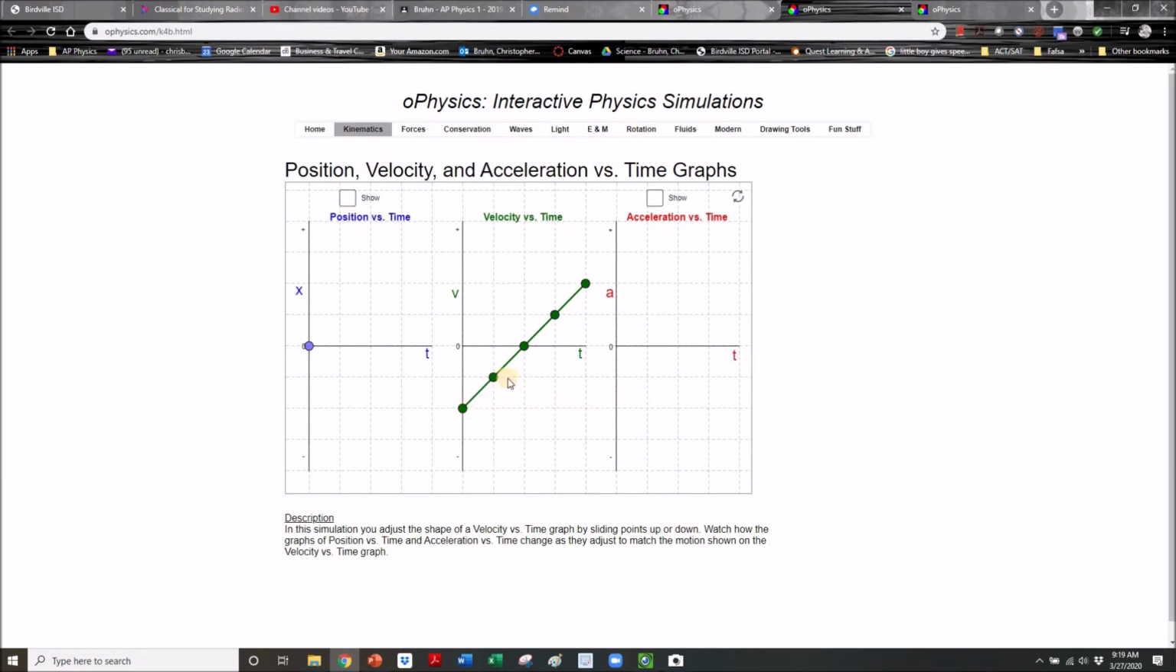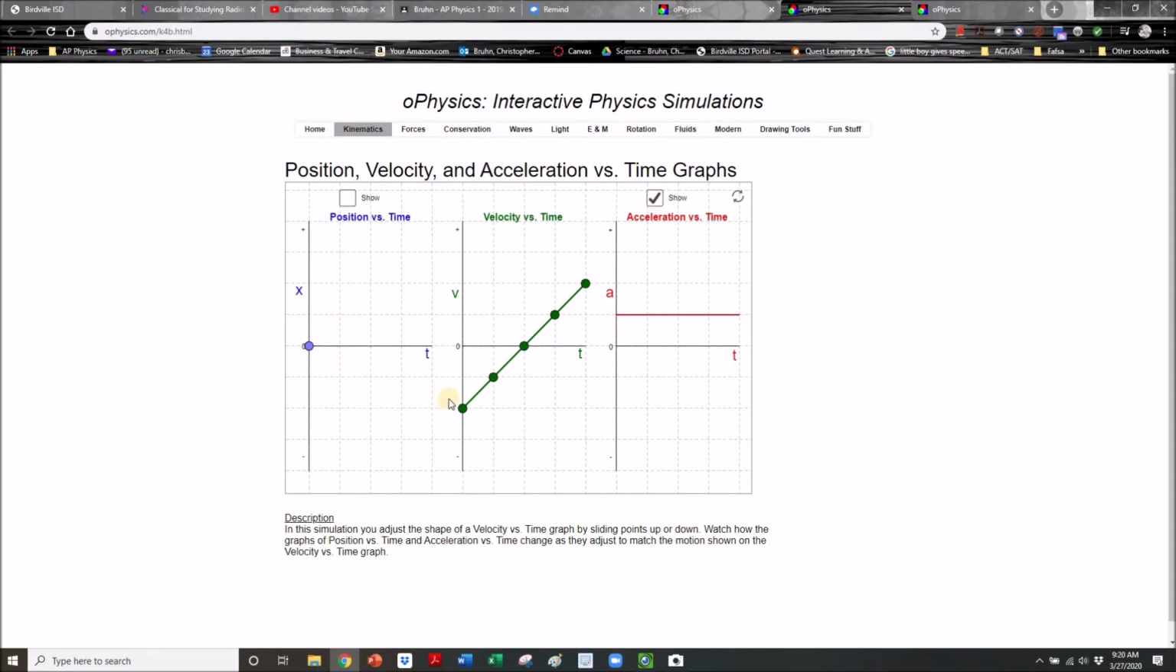Let's see. So this has a zero velocity here. It starts going in the negative direction, slows down, stops, and then speeds up and goes in the positive direction. It has a positive acceleration, so I should have an acceleration across here. Since this slope is constant, the acceleration should be constant across here somewhere. So let's see. There we go. Perfect. All right, so now position time graph.